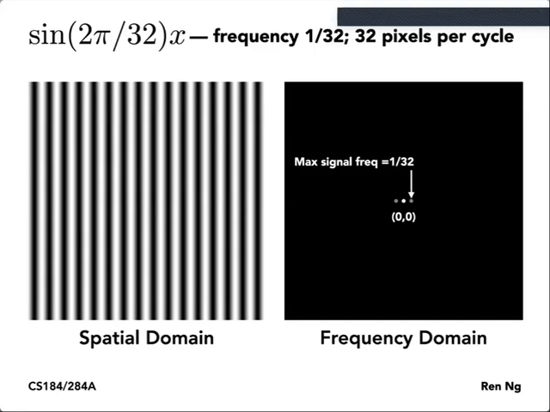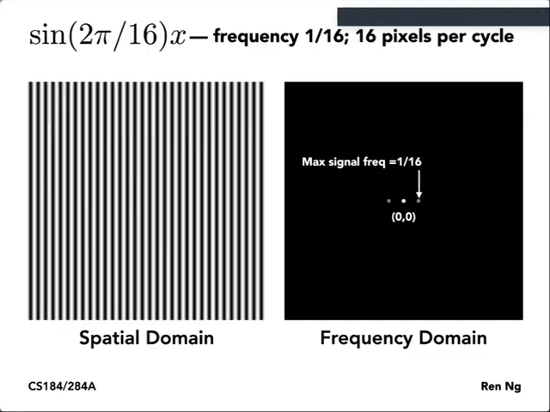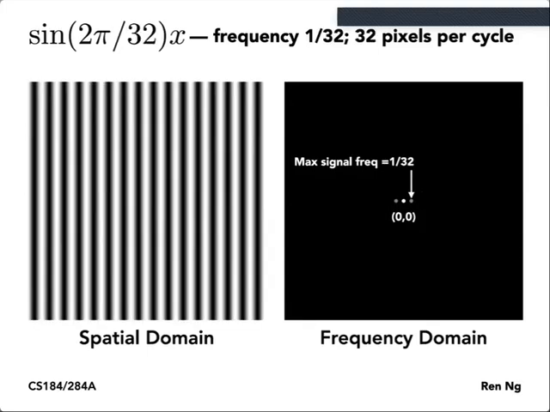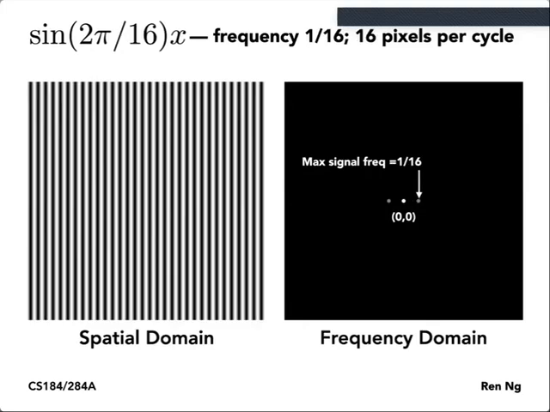Let's keep going. Let me show you another example. What if we double the frequency in the spatial dimension? So this is sine of 2 pi over 16 x. The frequency is 1 over 16 in this case. That means there are 16 pixels per cycle, so you'd expect it to be fluctuating faster. This is a higher frequency signal, as you see on the left-hand side. On the right-hand side, that means it should be further away from the origin, which it is. 1 over 16 is a larger number than 1 over 32, a little bit confusing with fractions. It's twice as far from the origin.